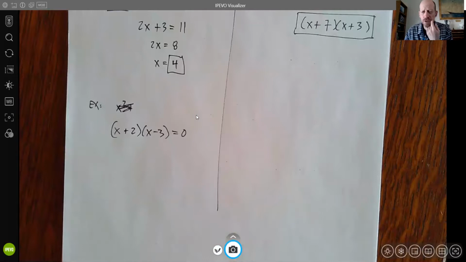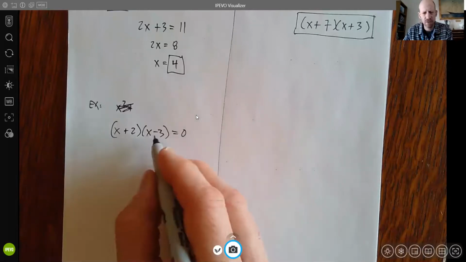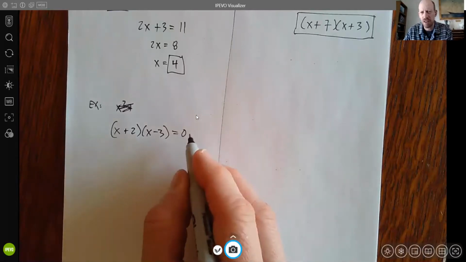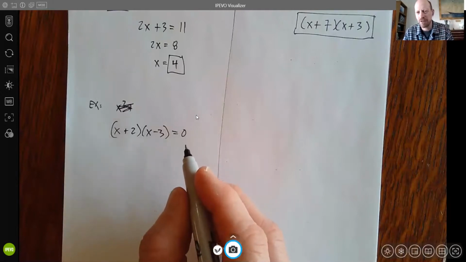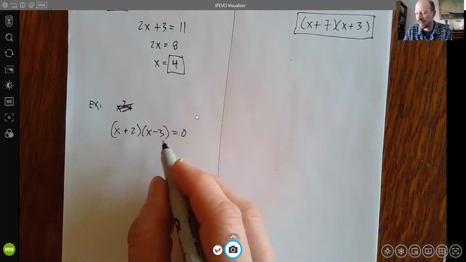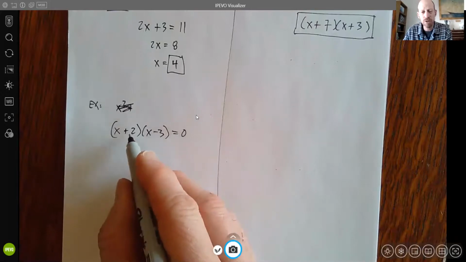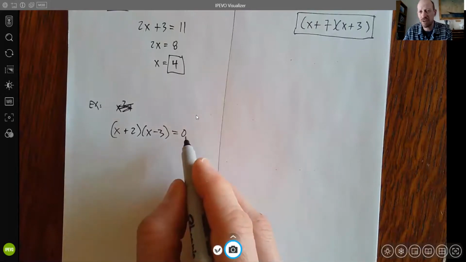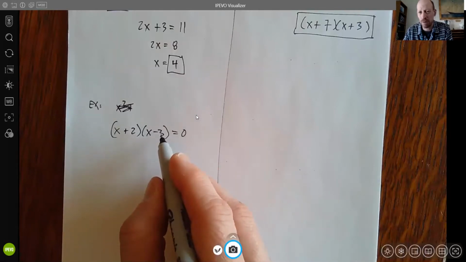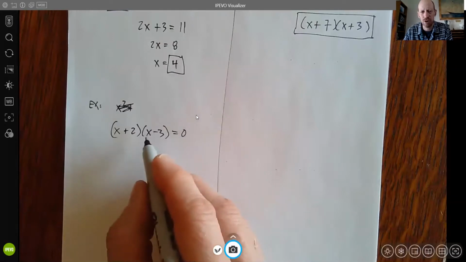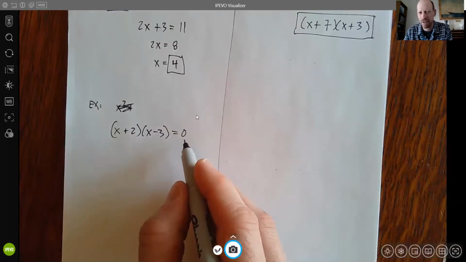So here's an equation where I have two pieces that are multiplied together and I say it equals 0. Now, there's a special property called the zero factor property, and it sounds fancy, but you guys can figure that out without that. If I'm going to multiply two things together and get 0, the only way that can happen is if one of the things was actually 0 to start with, right? If they're both not 0, when I multiply them together, I'll never get 0.